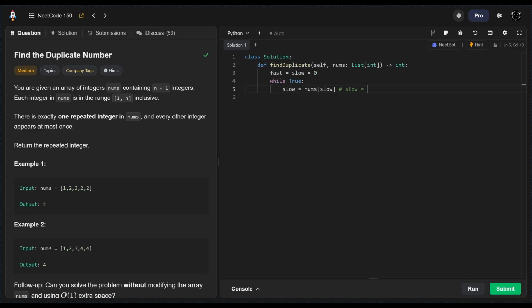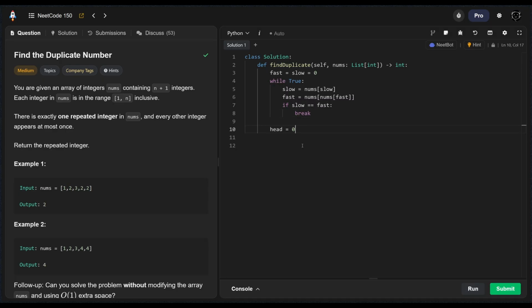So slow equals nums[slow]. And then we do the same thing with fast. Fast is equal to... well, if I do this, then I'm moving fast one node. And if I want to move fast two nodes, then I take the result of that and then I feed it back into the array. And that's going to give me the node 2 units from where we started. And then we want to keep repeating this until slow and fast meet. So if slow is equal to fast, then we want to break.